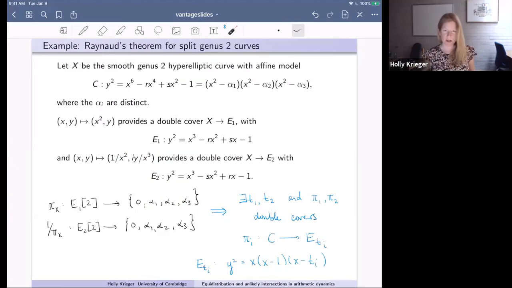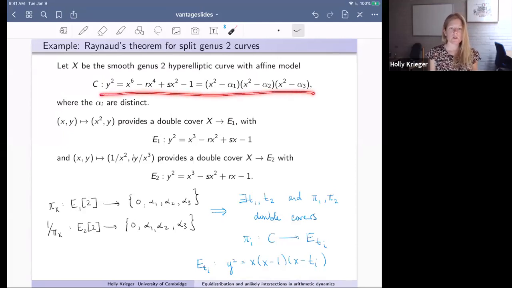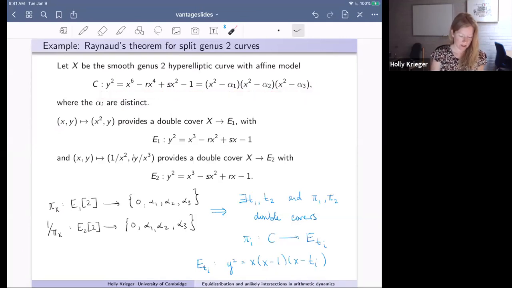Okay, here's a slightly more interesting example. Let's take X, for example, to be a smooth genus 2 hyperelliptic curve, and let's assume it has the following affine model. What this affine model buys for me, so this is a two-dimensional space inside the three-dimensional moduli of genus 2 curves, right?